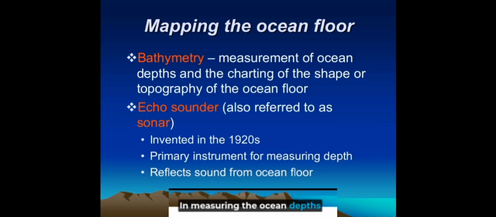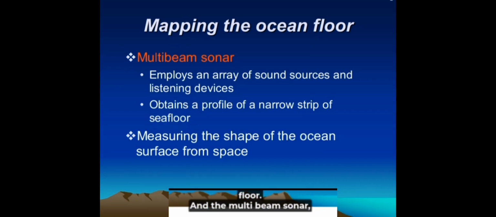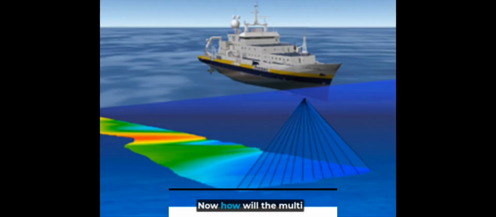In measuring the ocean depths and charting the topography of the ocean floor, they use bathymetry. The echo sounder, also referred to as sonar, was invented in the 1920s and reflects sound from the ocean floor. And the multi-beam sonar employs an array of sound sources and listening devices to obtain a profile of a narrow strip of the sea floor. Now, how does the multi-beam sonar work?